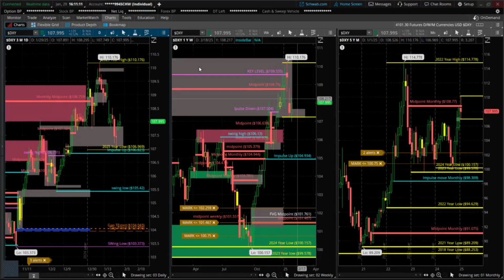The middle grid is a 1-year weekly. Again, each candle represents a week. And the left is a 3-month daily. You're going to be tested. Better be paying attention. Take adult responsibility, own up.